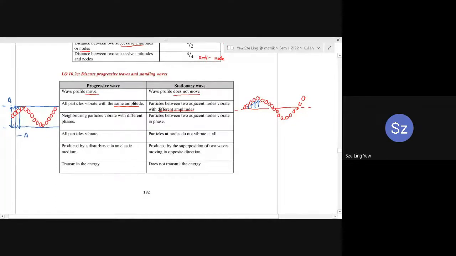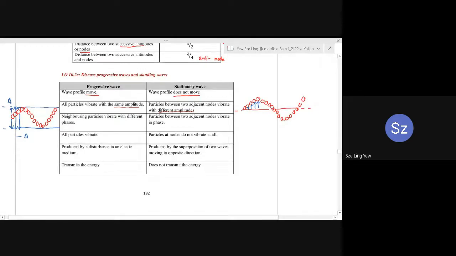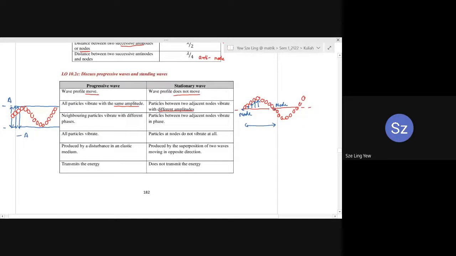Therefore, every particle in a stationary wave, between two adjacent nodes, so this is a node and this is a node, every particle in between has a different amplitude. Because they are not moving, they are unlike your progressive wave. In a progressive wave, every particle is oscillating and will have a chance to reach the amplitude and the negative amplitude. They keep vibrating. But in a stationary wave, they are not vibrating.